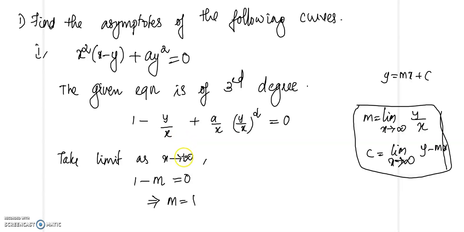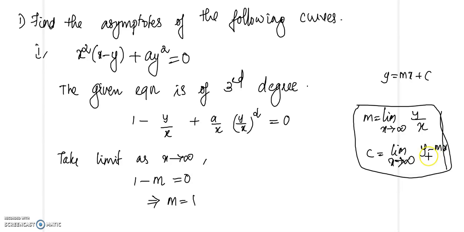So as x tends to infinity, limit x tends to infinity, y by x will be m. Substituting m here, you'll get 1 minus m. Now this is m square, but limit x tends to infinity, a by x is 0. So the limit of this term will be 0. So we'll get 1 minus m equal to 0. So that gives m equal to 1. Therefore the value of m is equal to 1.